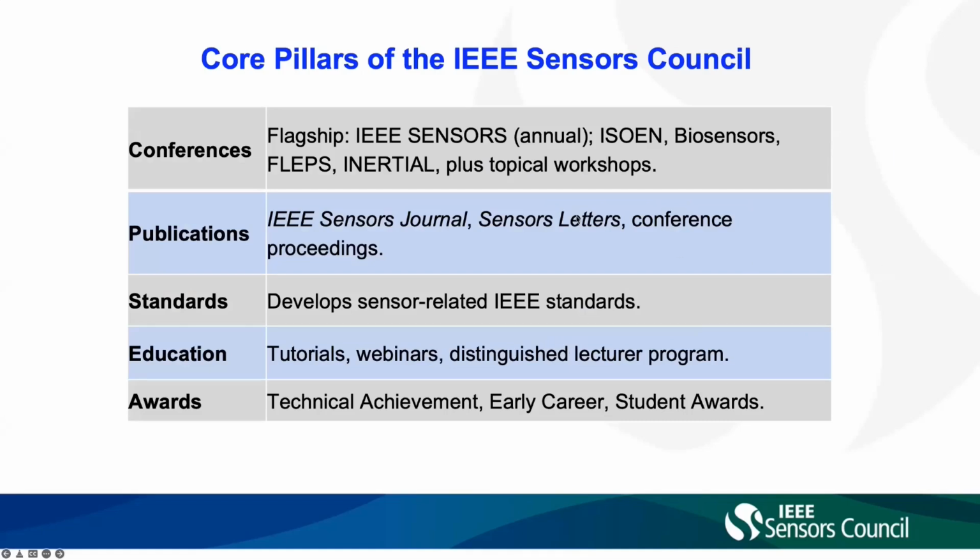The Sensors Council has the flagship conference, Sensors Annual. It has ISOEN, a biannual odor monitoring and eNose conference. It has Sensors Journal, Sensors Letters, conference proceedings, a number of other conference proceedings, develops standards, and has tutorials and distinguished lecturers. So it has all of the functions that societies have, except it has no members. The members of the council are actually technical societies.